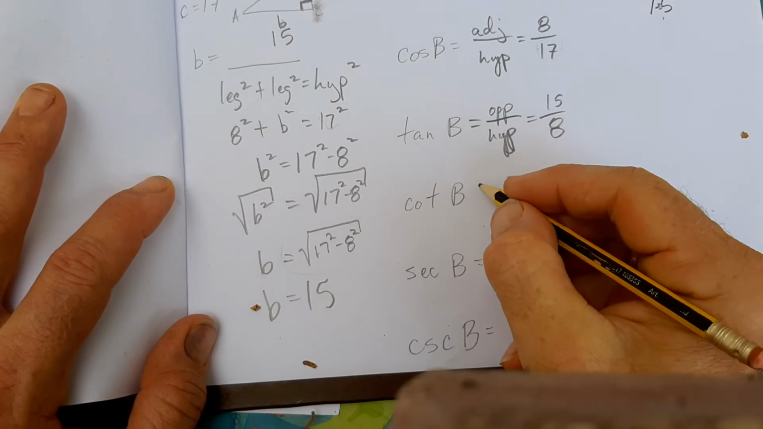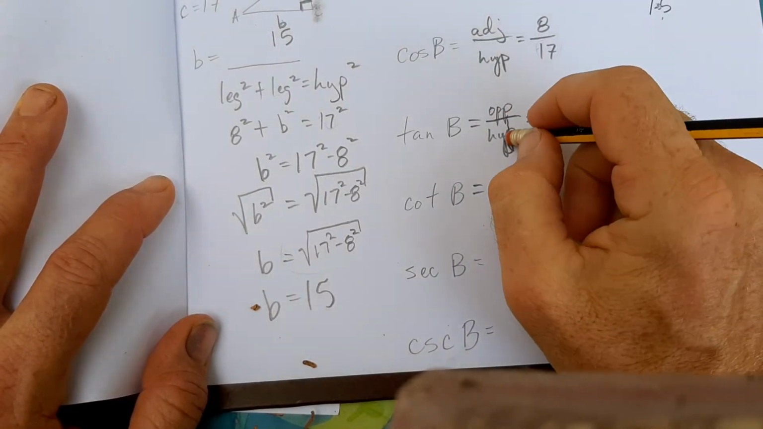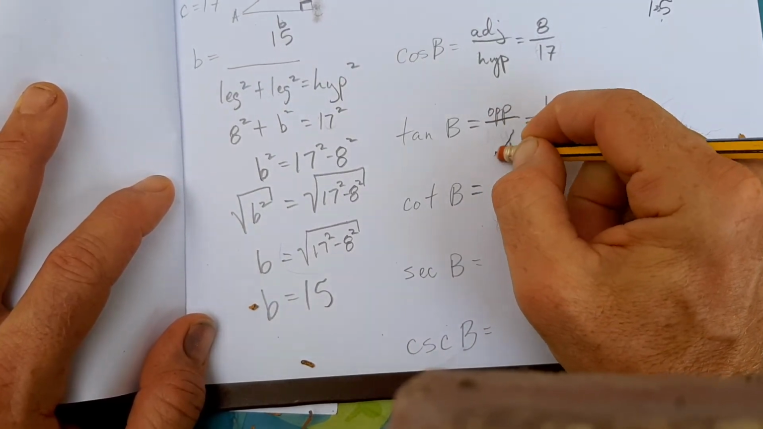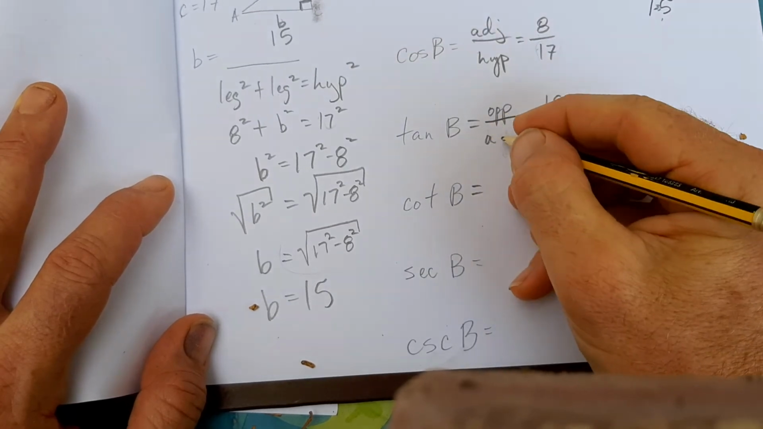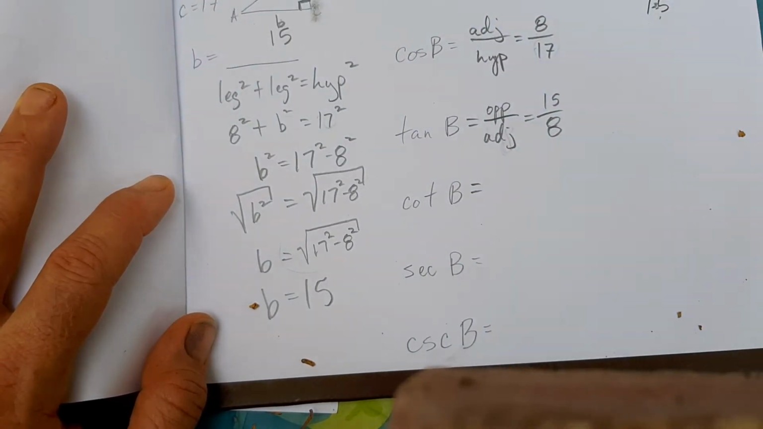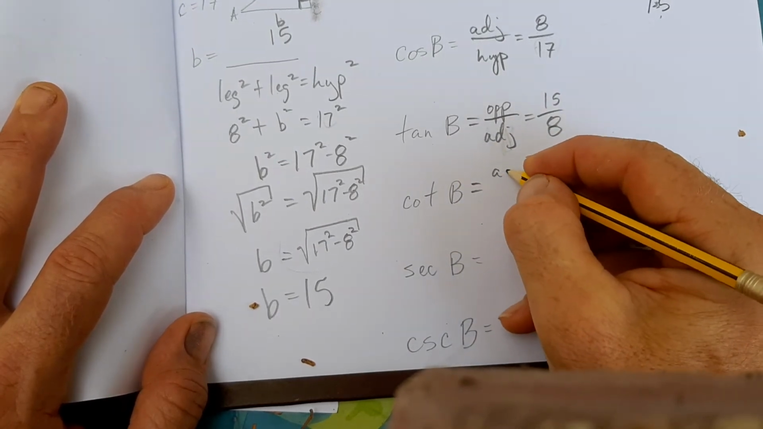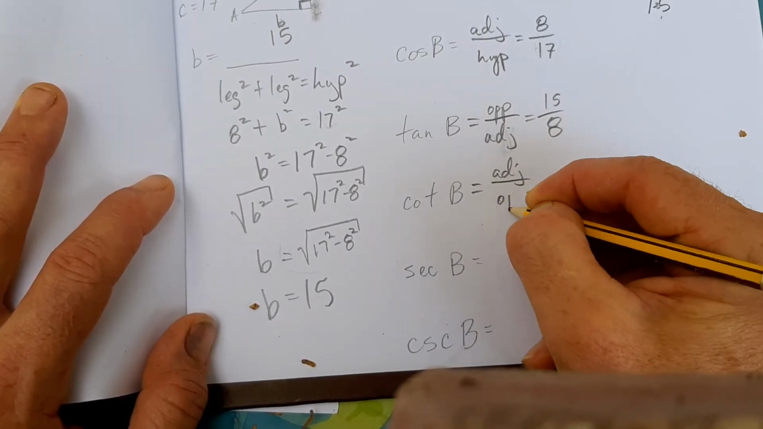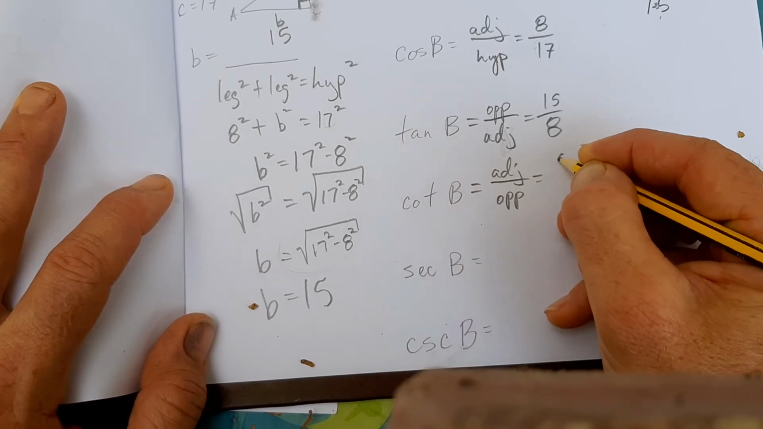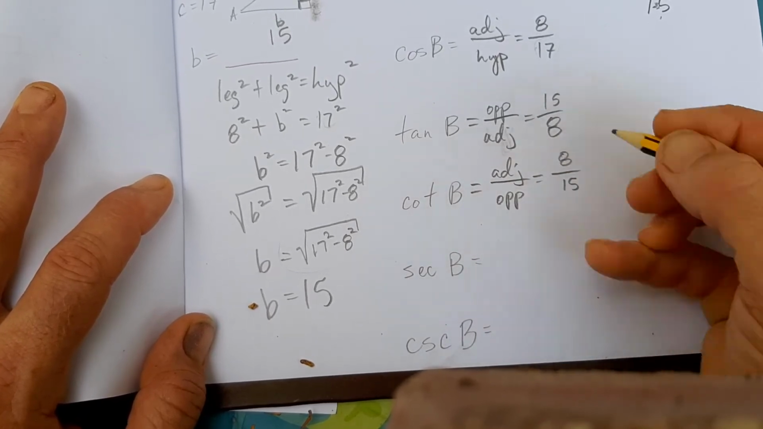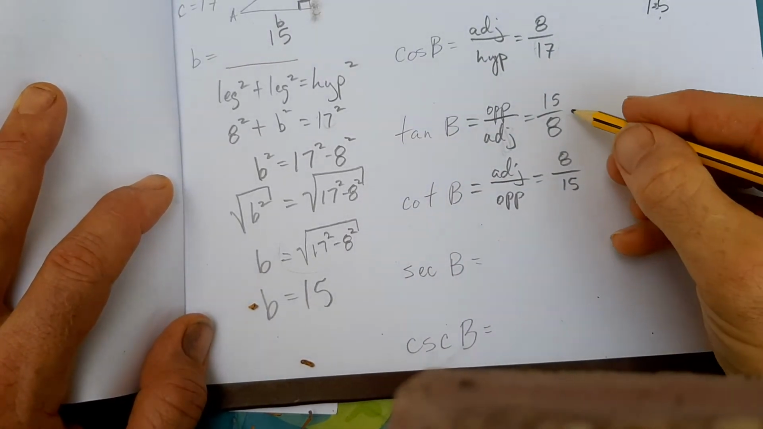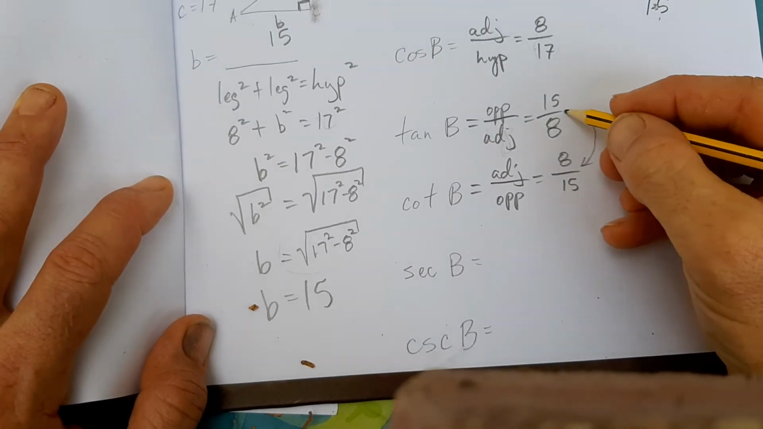Cotangent is, whoops, sorry guys, I wrote that wrong. Tangent is opposite over adjacent. Okay, cotangent is the inverse of tangent: adjacent over opposite. And so you just flip that one over right there. Okay, these two are inverses.